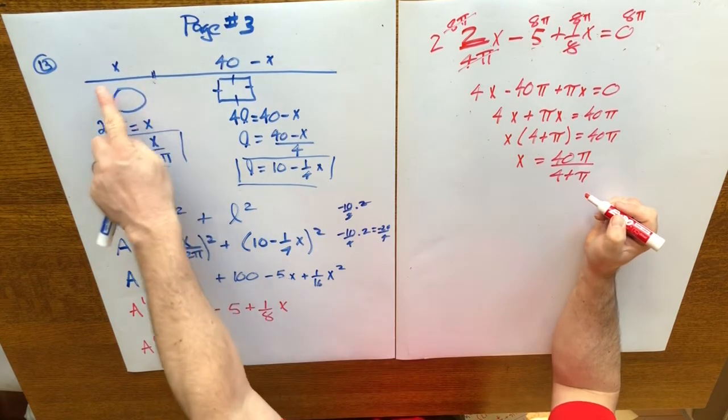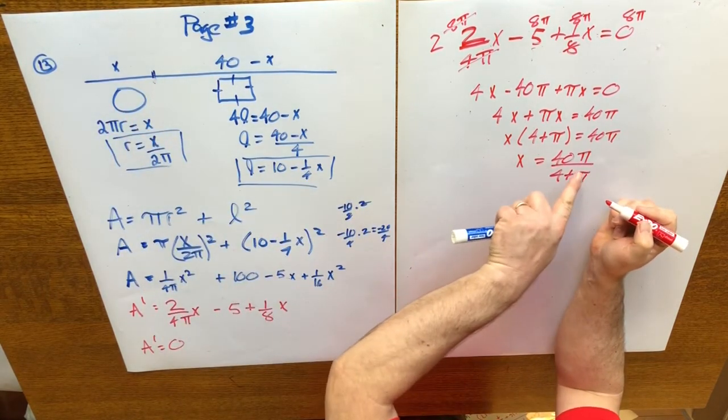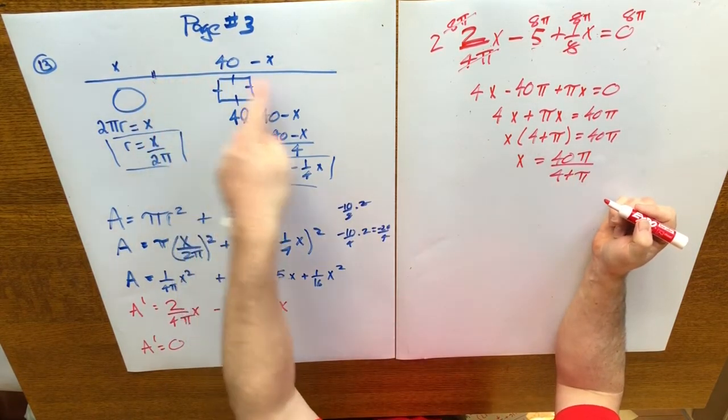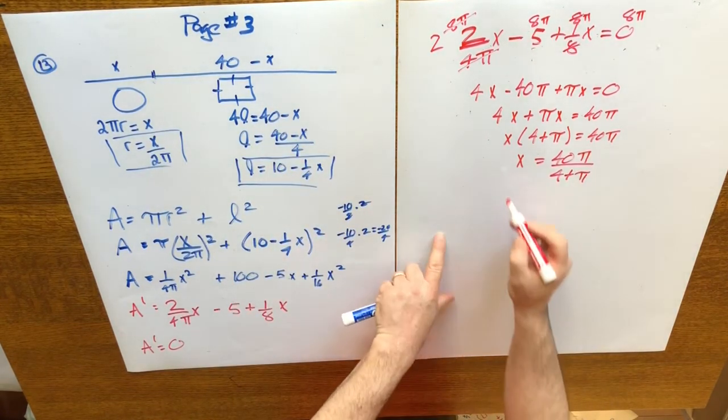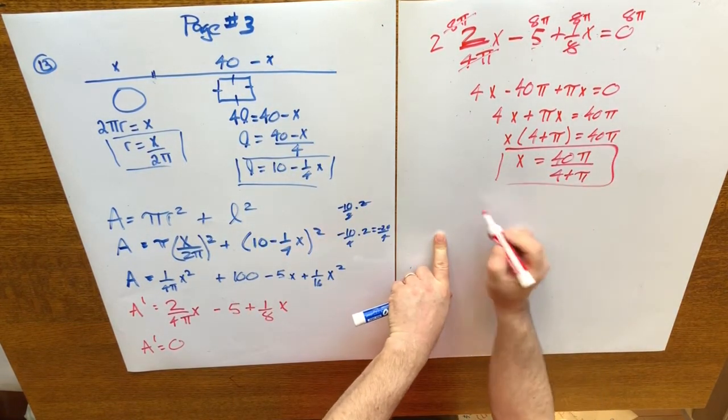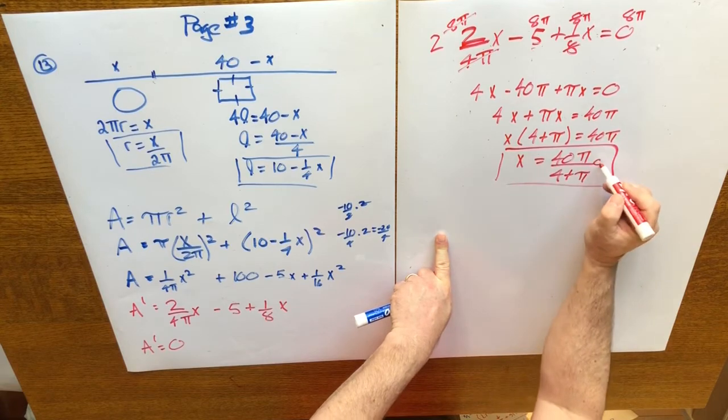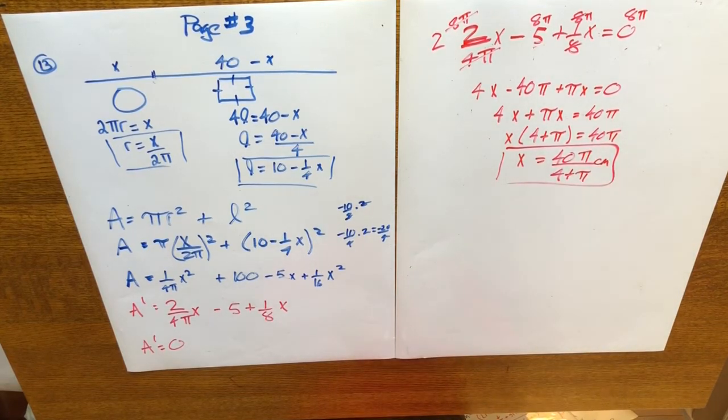That's how long this piece of wire is. If you were to find this as a decimal number and subtract it from 40, that would be the length of that wire there. So where do you cut the wire? You cut the wire so that x is that many centimeters long.